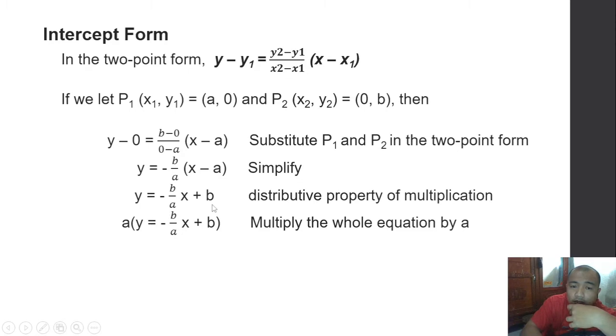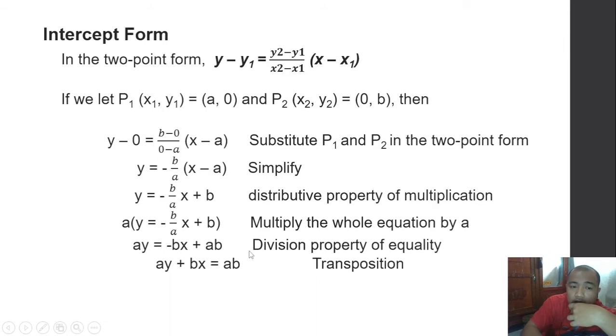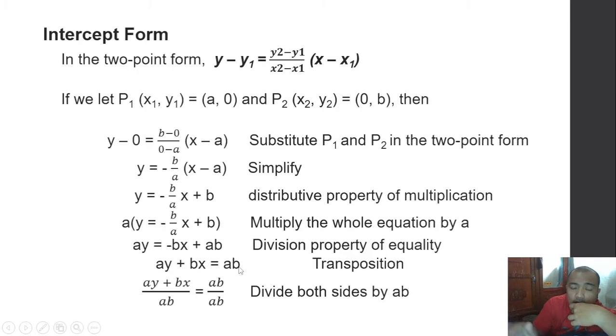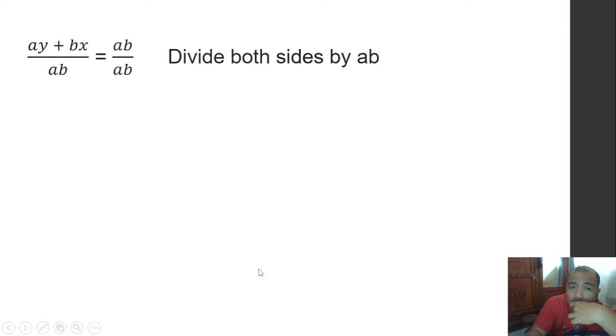So from here, let us multiply the whole equation by a. So we have ay equals negative bx plus ab. Then after that, let's transpose bx. So it becomes ay plus bx equals ab. And then after that, divide all terms by ab, so that the right side of the equation will become 1. So divide all terms by ab.